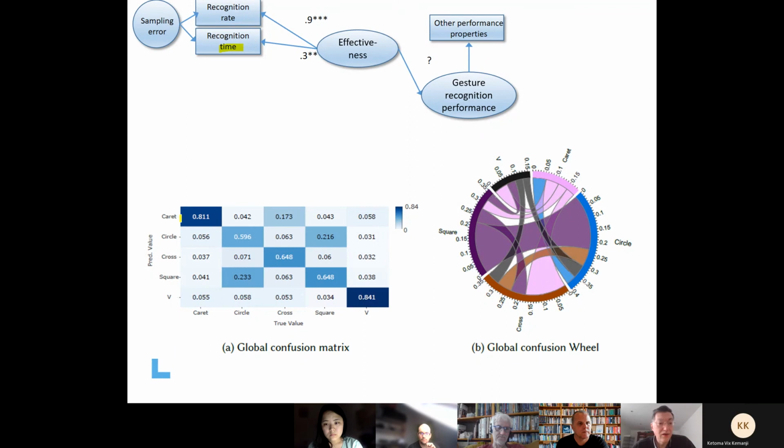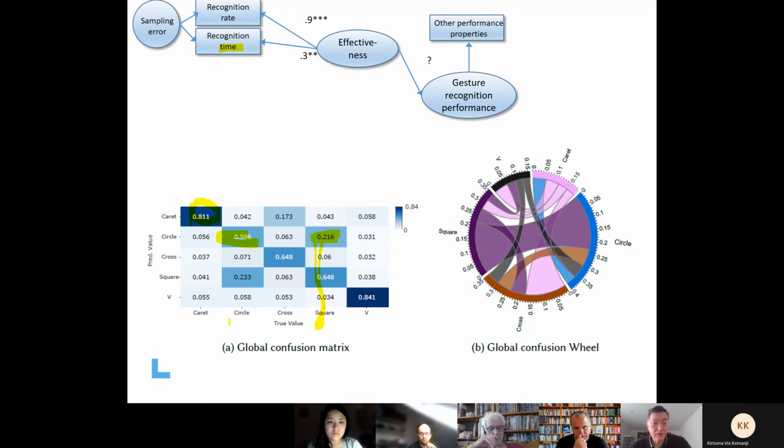So in this case, for instance, the caret gesture is pretty much well recognized, but the circle, surprisingly, although it is a simple figure, is not well recognized in this configuration, of course. And it is confused with the square. Why this confusion with the square? Because if I'm drawing a circle in space, in 3D, I'm not precise enough, and sometimes the system may be confused by interpreting my gesture as a square instead of a circle.